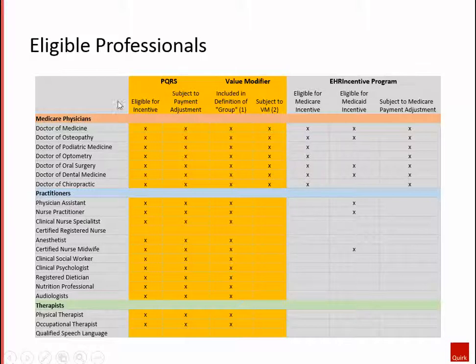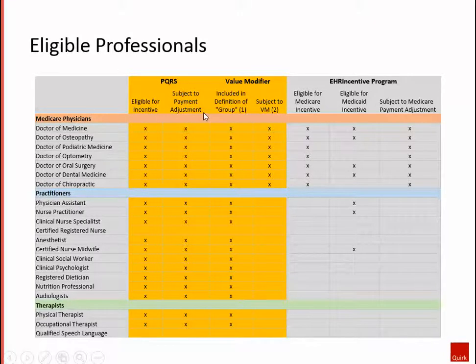What that simply means is that anybody on this list is eligible for a PQRS incentive, and they are also subject to a PQRS adjustment. So anyone that's on this list of eligible professionals should be participating in the PQRS program. If they are not participating in the PQRS program, they are going to be subject to a penalty.